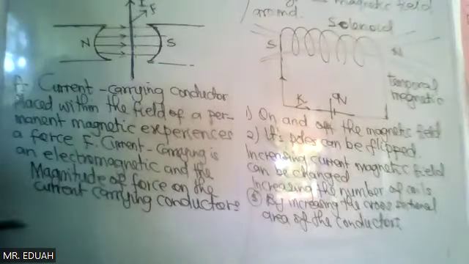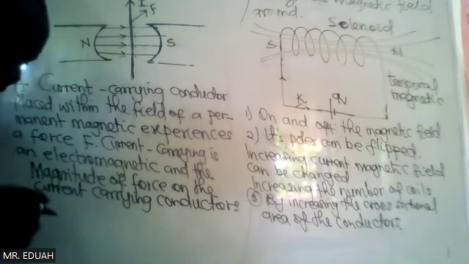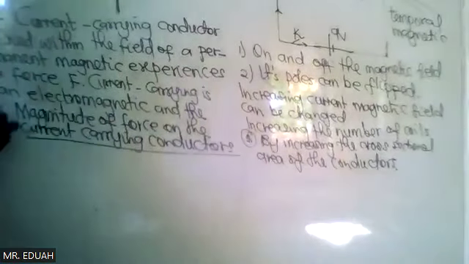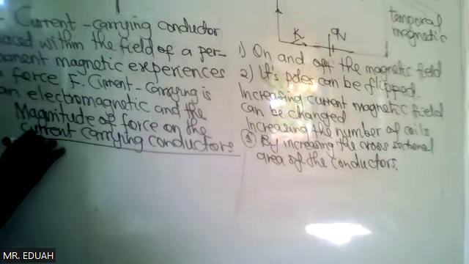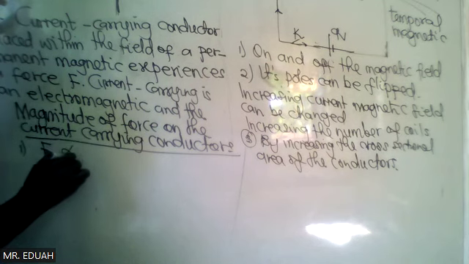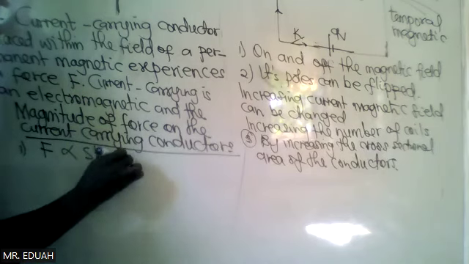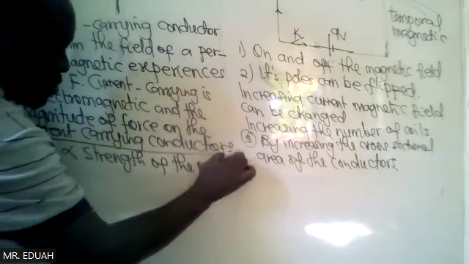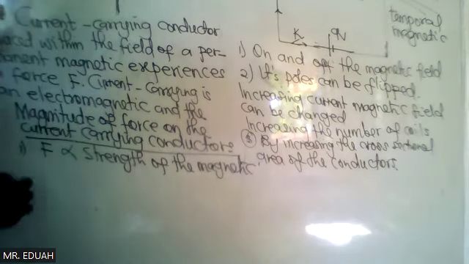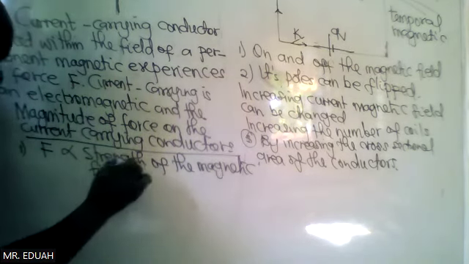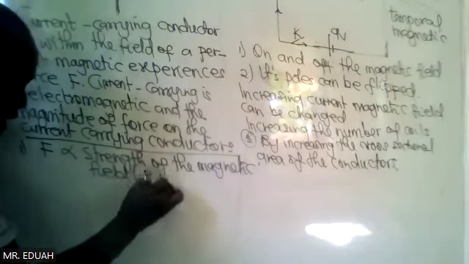So the magnitude of the force experienced by the current carrying conductor in the vicinity of the permanent magnet depends on the following. One, F, the force, is directly proportional to the magnitude of the magnetic field, the strength of the magnet. The strength of the magnetic field is represented by the letter capital B.